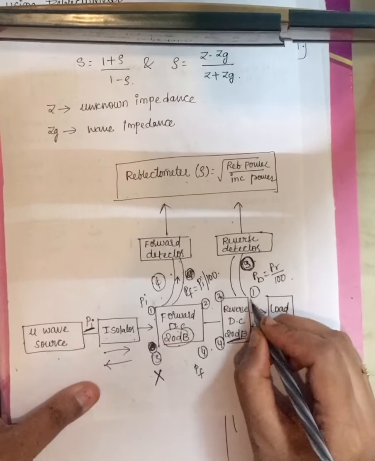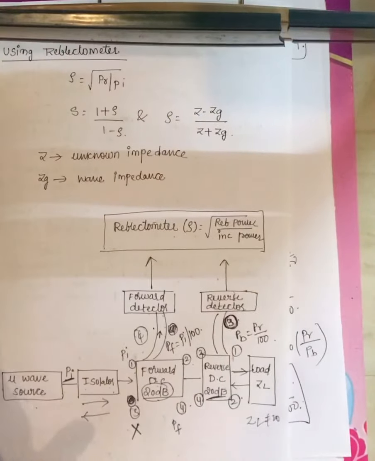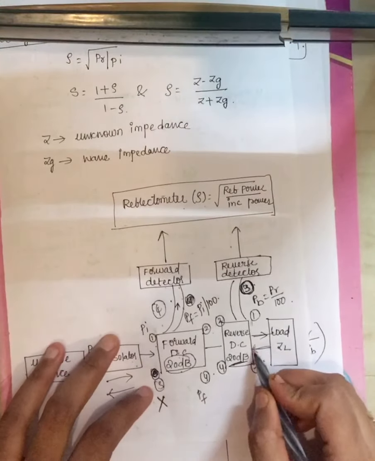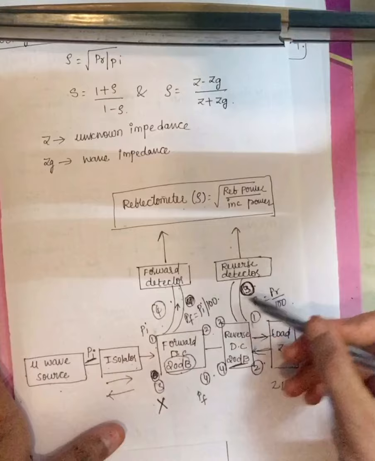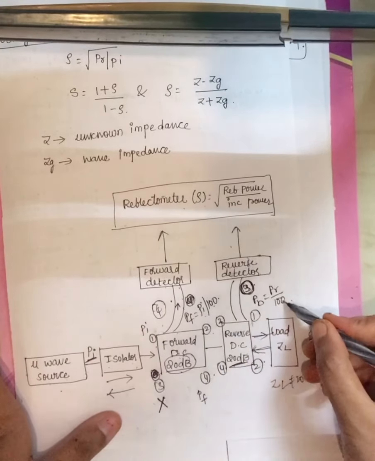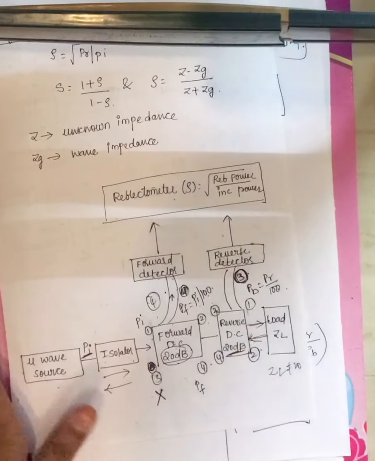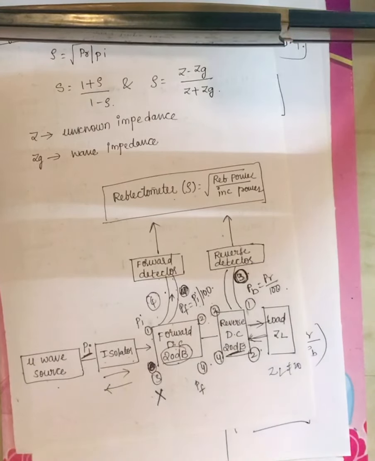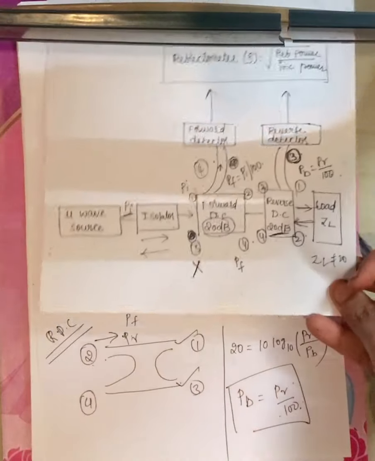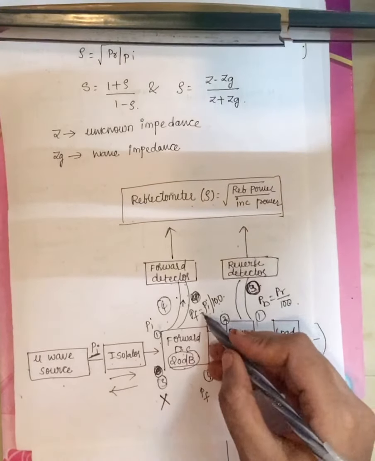Now this port 1 power is given to the load. ZL is not equal to Z0, so what happens? It will get reflections. This is the output of the forward directional coupler, PI by 100, and this is the output of the reverse directional coupler. We got these values using the coupling formula: 10 log to the base 10 PI by PF for the forward directional coupler, and 10 log to the base 10 PR by PB for the reverse directional coupler.